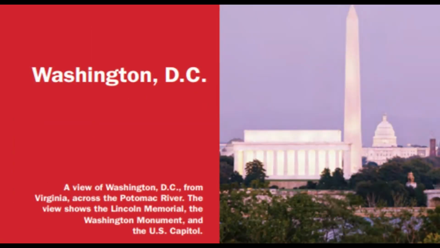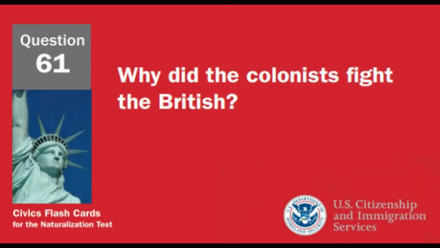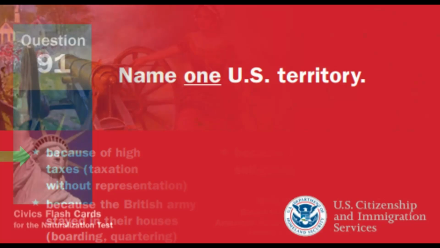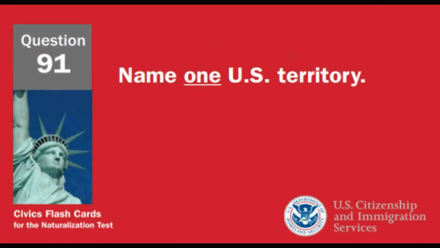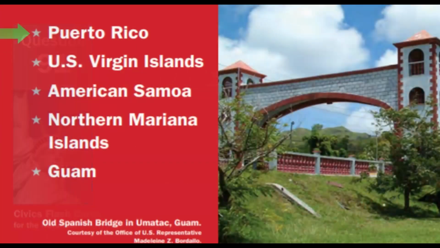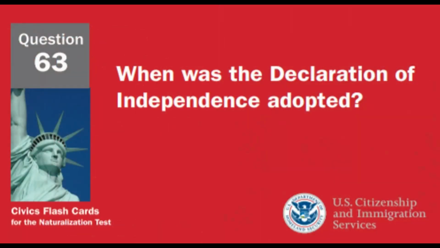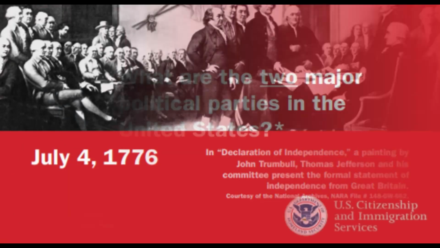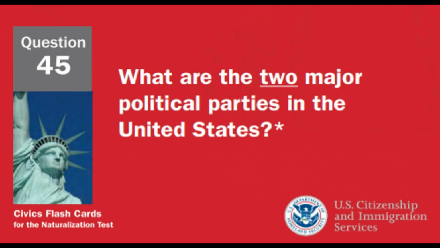Washington, D.C. Why did the colonists fight the British? Because of high taxes. Name one U.S. territory. Puerto Rico. When was the Declaration of Independence adopted? July 4th, 1776. What are the 2 major political parties in the United States?